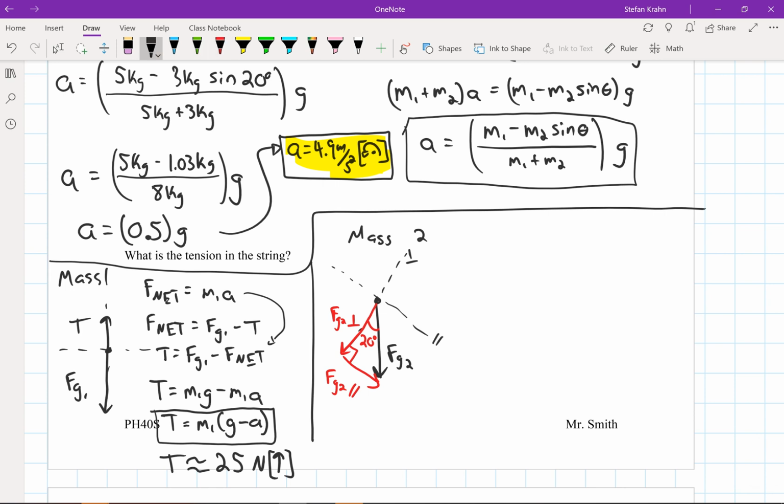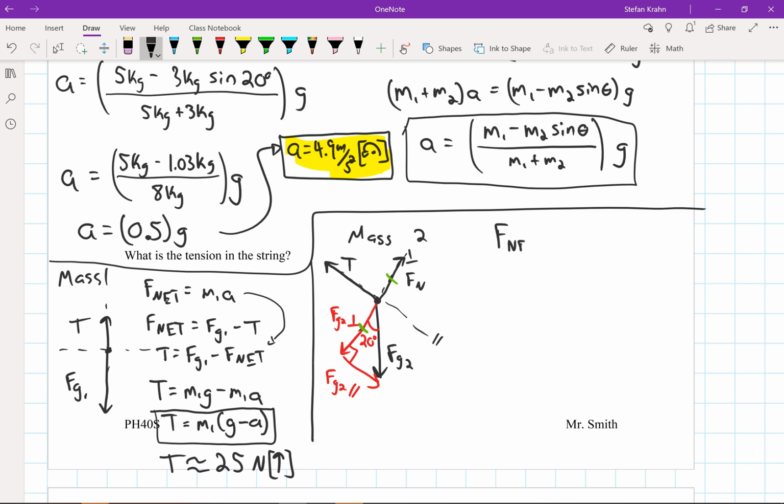Now I've also got a normal force. Okay, a normal force here, and my normal force is going to match my perpendicular component, and I've got a tension force acting up the incline. That's where my tension is. And tension is going to be greater than my force, the parallel. So tension is greater than my parallel component. So let's set this up and solve this one.